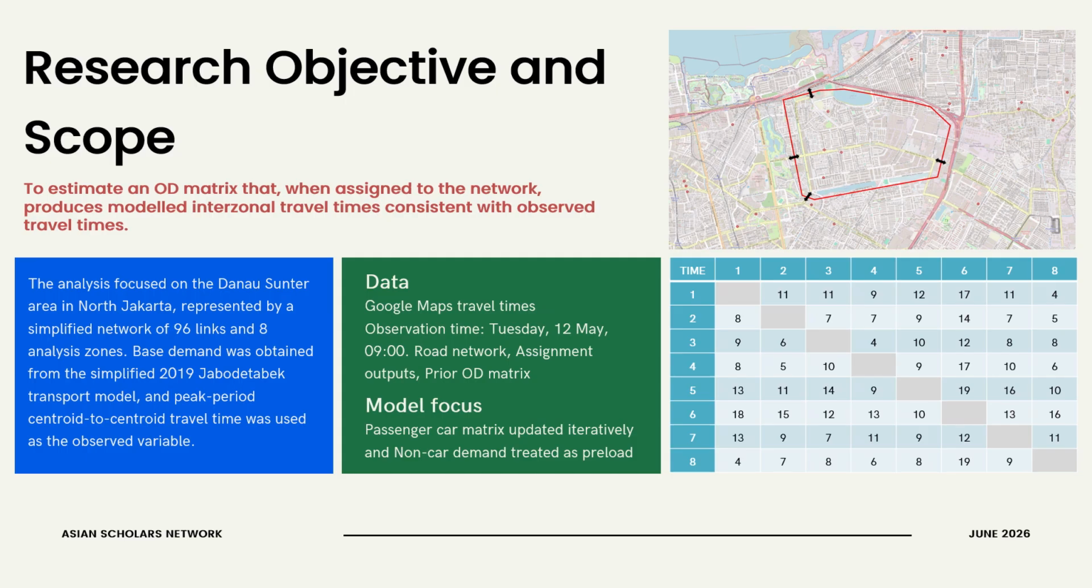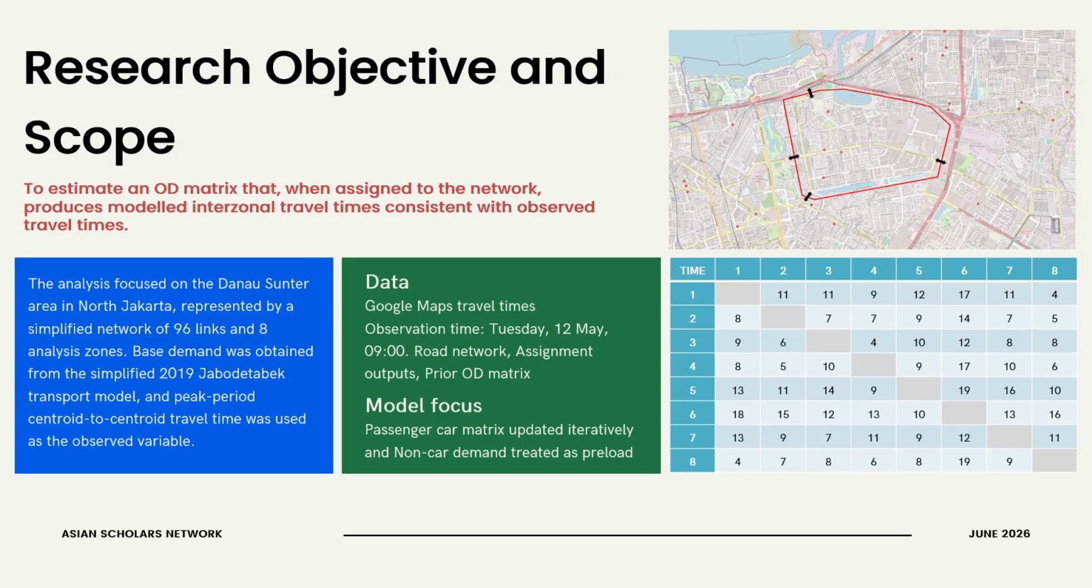The objective of this study is to estimate an OD matrix that, when assigned to the network, produces model interzonal travel times consistent with the observed travel times. The analysis focuses on the Danau Sunter area in North Jakarta, represented by a simplified network of 96 links and 8 analysis zones, or what we call Transport Analysis Zones, TAZ.